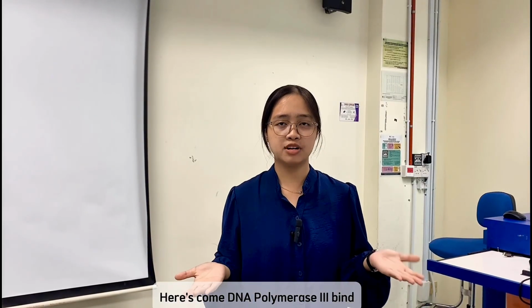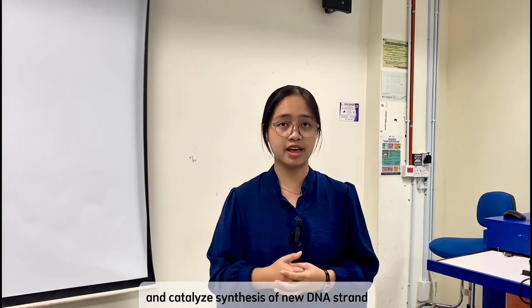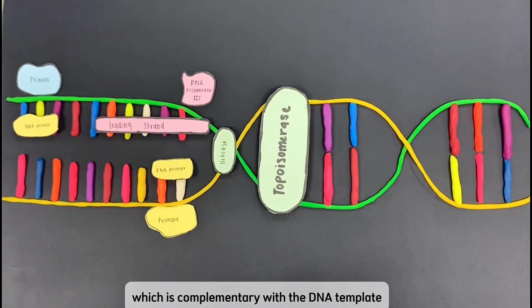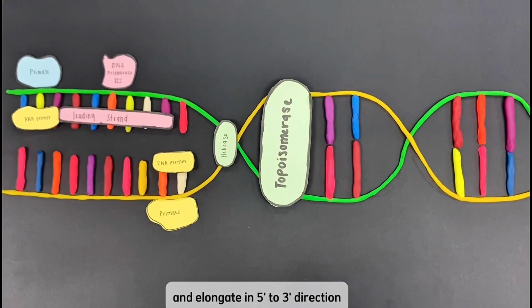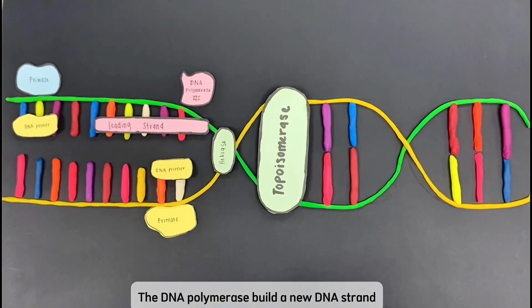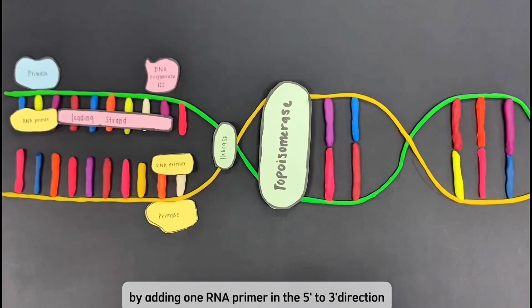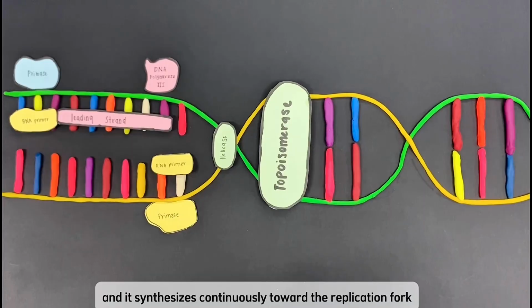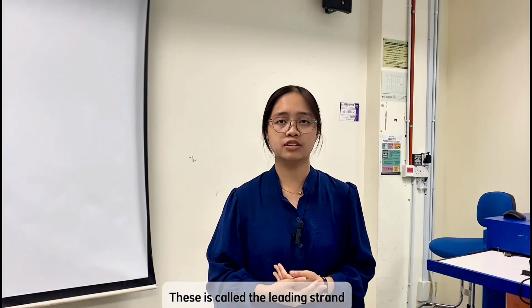Here comes DNA polymerase III, which binds and catalyzes the synthesis of a new DNA strand by adding DNA nucleotides to the RNA primer, complementary to the DNA template, and elongates in the 5' to 3' direction. DNA polymerase III builds a new DNA strand by adding nucleotides in the 5' to 3' direction, and it synthesizes continuously toward the replication fork. This is called the leading strand.